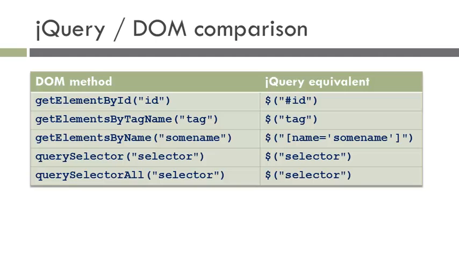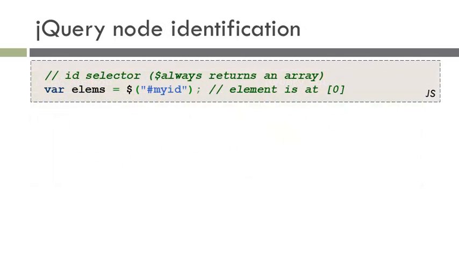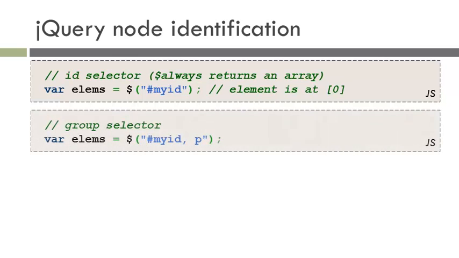This makes it a lot easier to get the elements that you want by keeping the format consistent with CSS. In working with the $ function, take note that this object always returns an array. So to get a single element, we need to reference the first index. To get an element by ID, we call the $ function with pound and ID. Since this is a unique object, we need to reference the first index. If we want to use a group selector, we simply add the additional query parameters to the same function. In this case, we'll get the ID along with all paragraph tags.